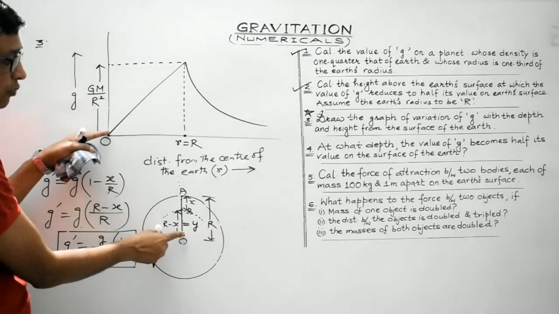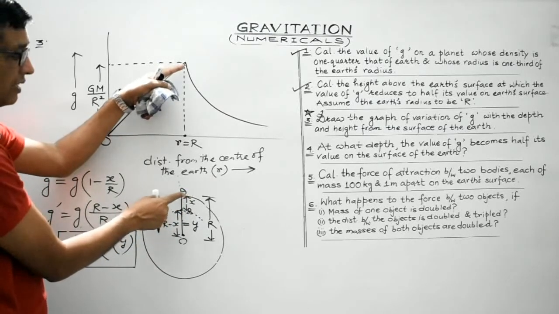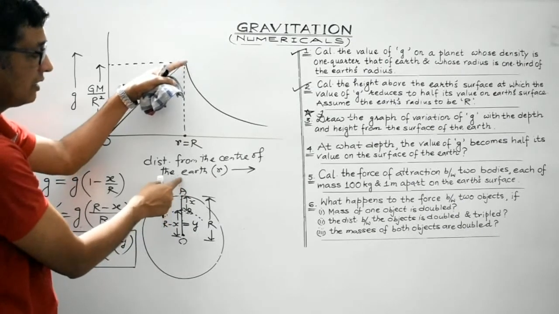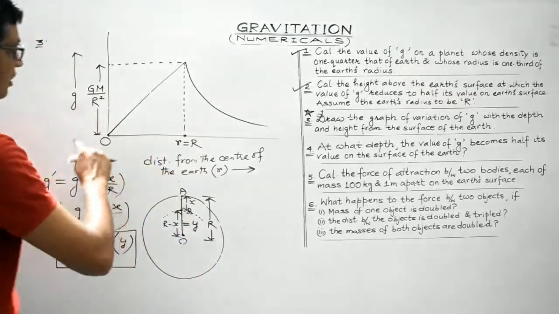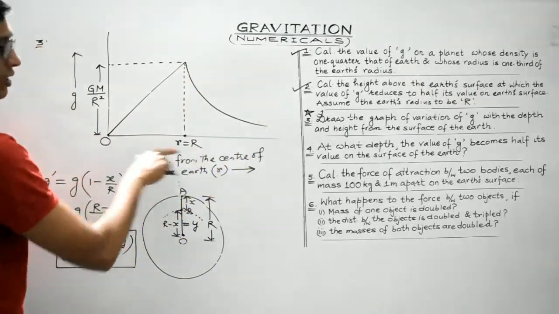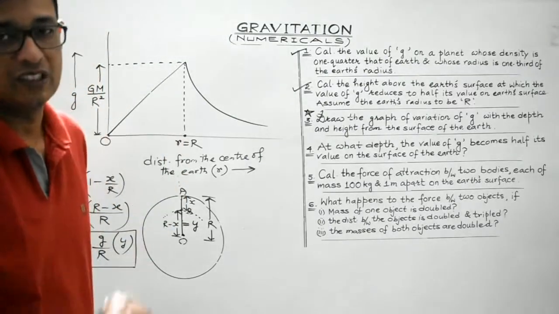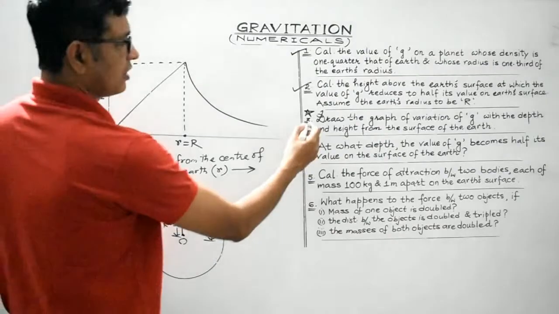As we move toward the Earth's surface, the value of small g keeps on increasing. And at the point on the Earth's surface, it is maximum. And still if the height is raised, the value of small g keeps on decreasing. So this is the variation of small g with distance small r, which is measured from the center of the Earth. Clear, students? So this was again a very, very interesting question.